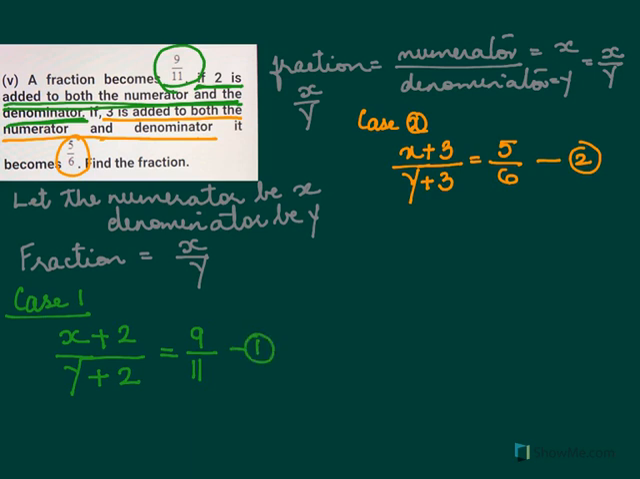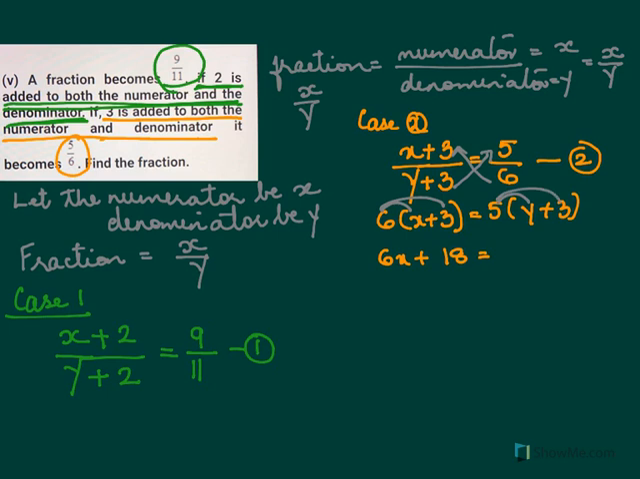Now let's just deal with these. Let's take up the second one here. I'm going to cross multiply, so I get 6 times (x plus 3) equal to 5 times (y plus 3). I think you know what I've done. I've cross multiplied. So I open the bracket. 6 into x is 6x, and 6 into 3 is 18. Now here I'm going to do 5 into y, so here we'll have 5y plus 15.